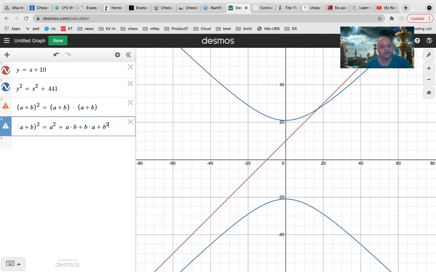So A square. Now, A into B is same as B into A, right? 5 into 3 is same as 3 into 5, right? Yes, anytime. So this is also B into A, same as A into B. So this becomes A square plus 2 times A into B plus B square.